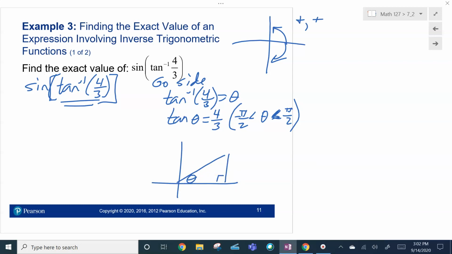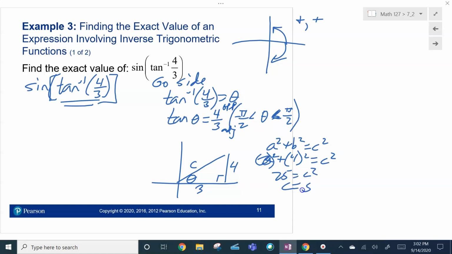Okay. Remember, tangent's opposite over adjacent. And I'm going to label this opposite, adjacent right next to it. That means we're solving for that hypotenuse there. So a squared plus b squared equals c squared. I'm going to fill this out so I can answer some questions with it. 3 squared plus 4 squared equals c squared. We got 9 plus 16, we got 25, that's c squared. So we got c is 5. Okay, so fill that out.